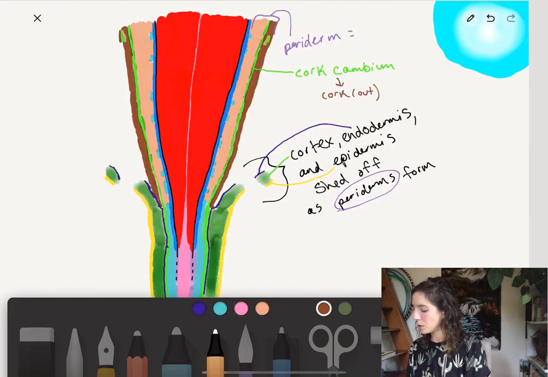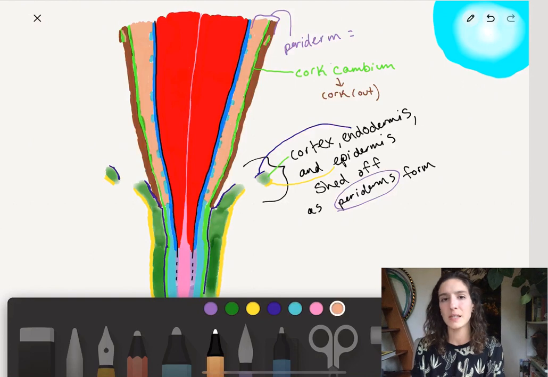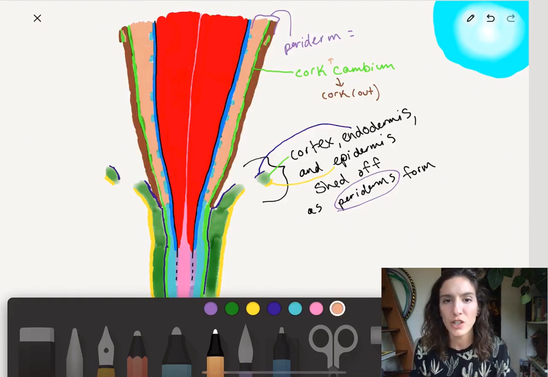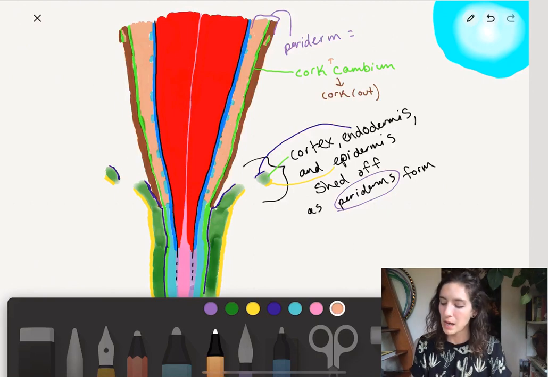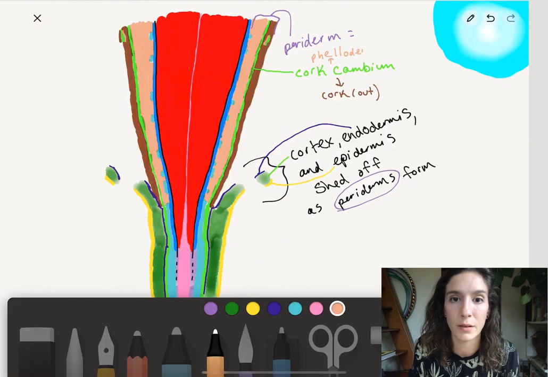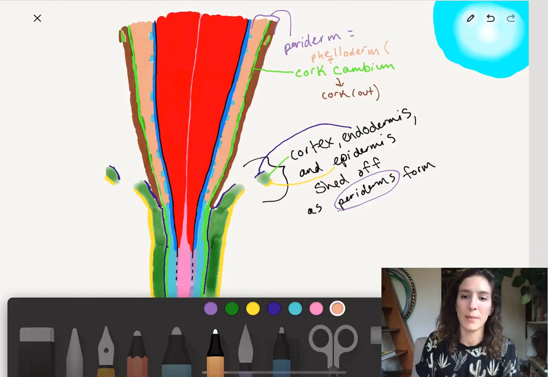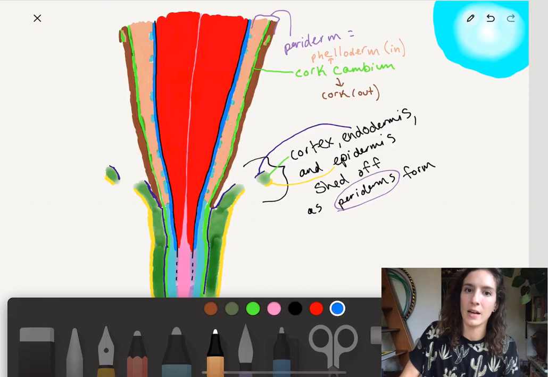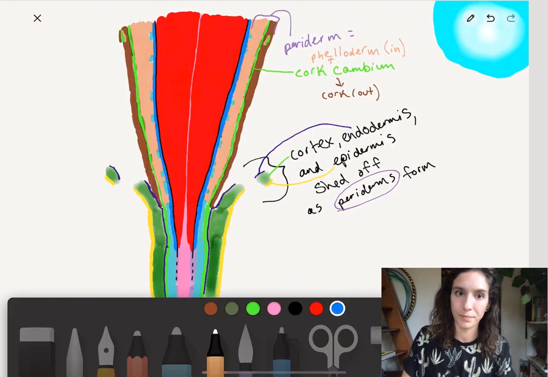Actually, sometimes you hear the word phellum instead of cork. Cork and phellum mean the same thing, and actually cork cambium is sometimes called phellogen. Cork cambium is phellogen. But phelloderm is always the product of the meristematic cells that are dividing and differentiating to the inside of the cork cambium layer.